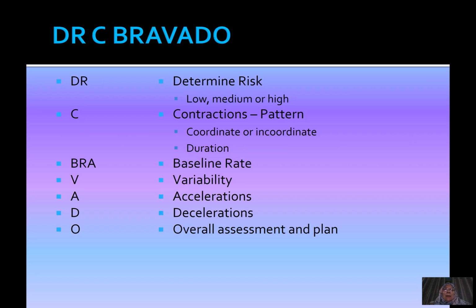I just want to remind you before we go on of Dr. C. Bravado, so that you start with determining the risk, then look at the contractions, look at the baseline rate, assess variability, look if there are any accelerations on the CTG, look for any decelerations that you might see, and then make an overall assessment and plan for further management of this patient.